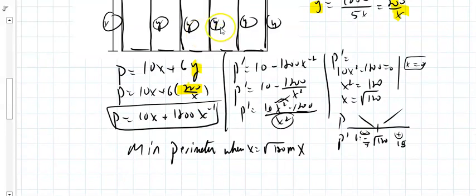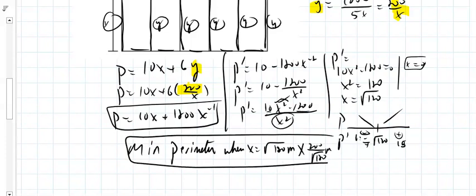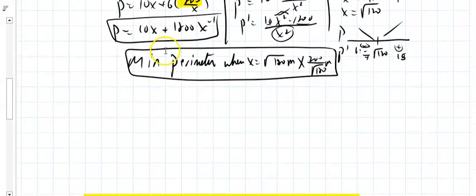And y would be 200 divided by the square root of 120. Now I could reduce that a bit, I could clean that up, but that's good enough. You really don't have to worry about that. And if they ask what the perimeter is, you plug in the square root of 120 and 200 over the square root of 120 in there, and that'll work.